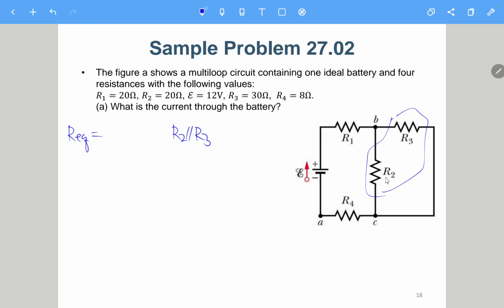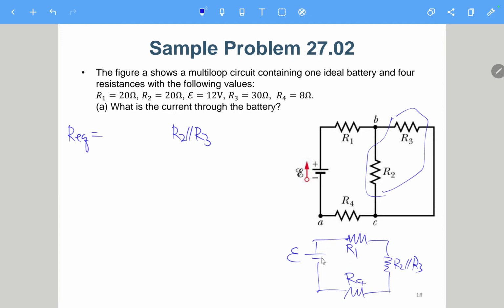So maybe we just change the circuit to be something like this. This is R1, this is R2 parallel R3, and then this is R4. Actually, I don't need to do so, because when I see it, I can directly see the result. But maybe you are new to this, so I just draw this out, to make you feel comfortable. So this is E. Replacing R2 and R3 in parallel with this equivalent resistance.